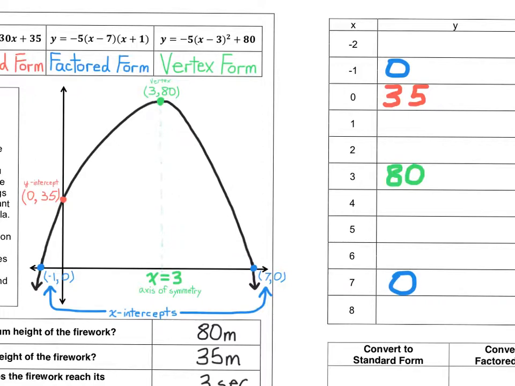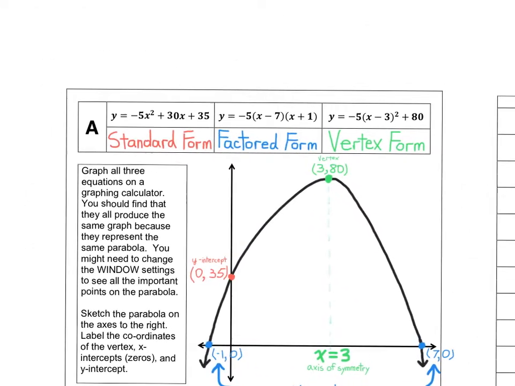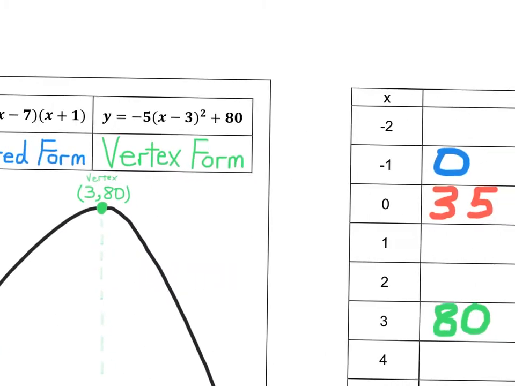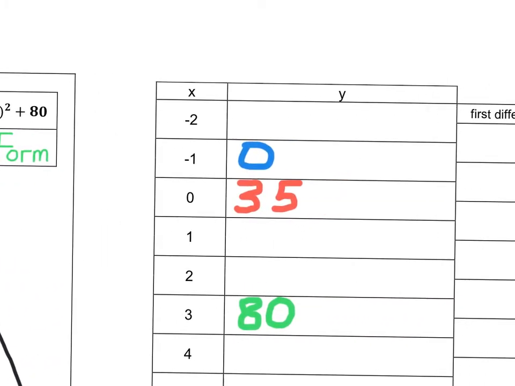To finish the table of values, we're going to have to do some algebra. You can use any of the three equations given. I'm going to use the standard form. So I'm going to figure out what is the value of y when x is -2.